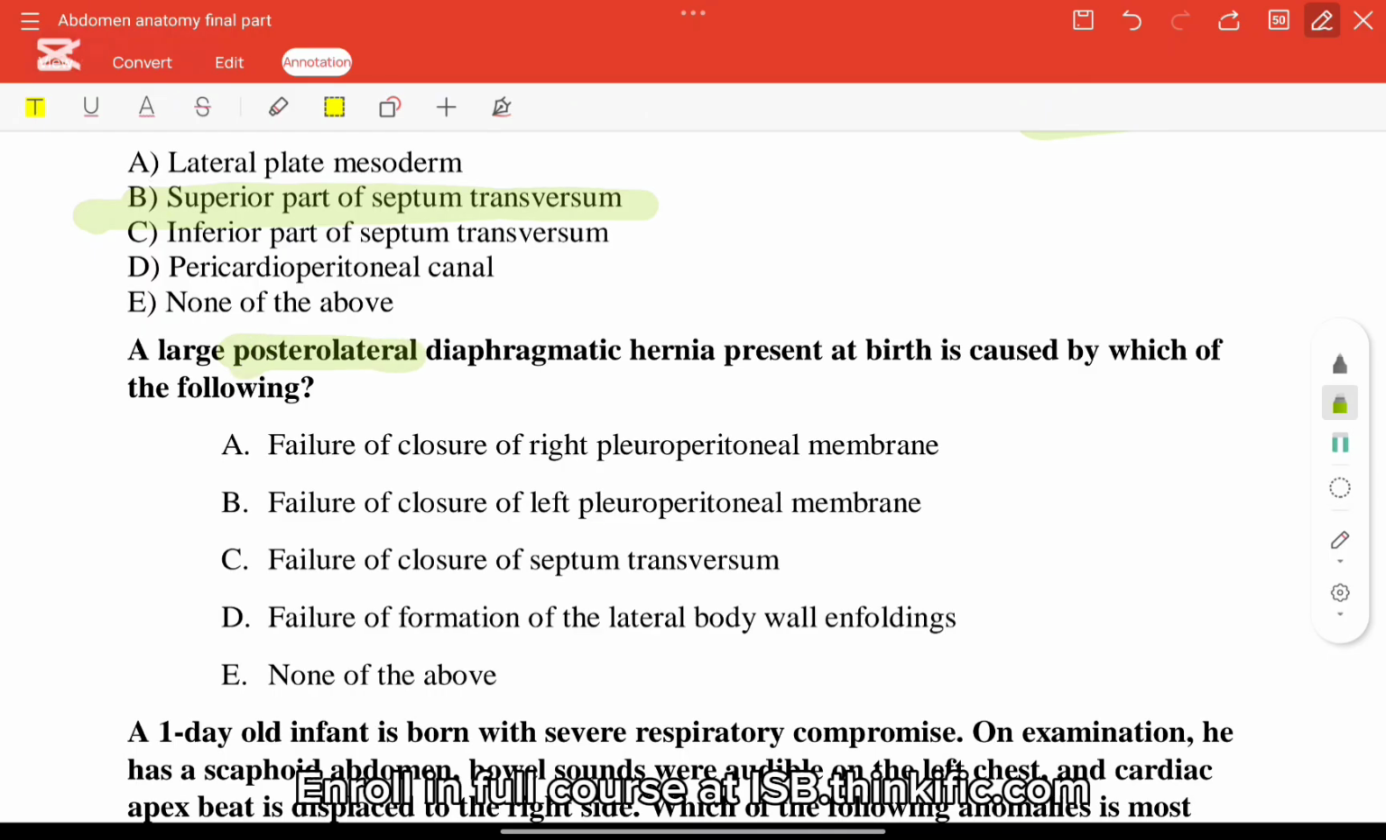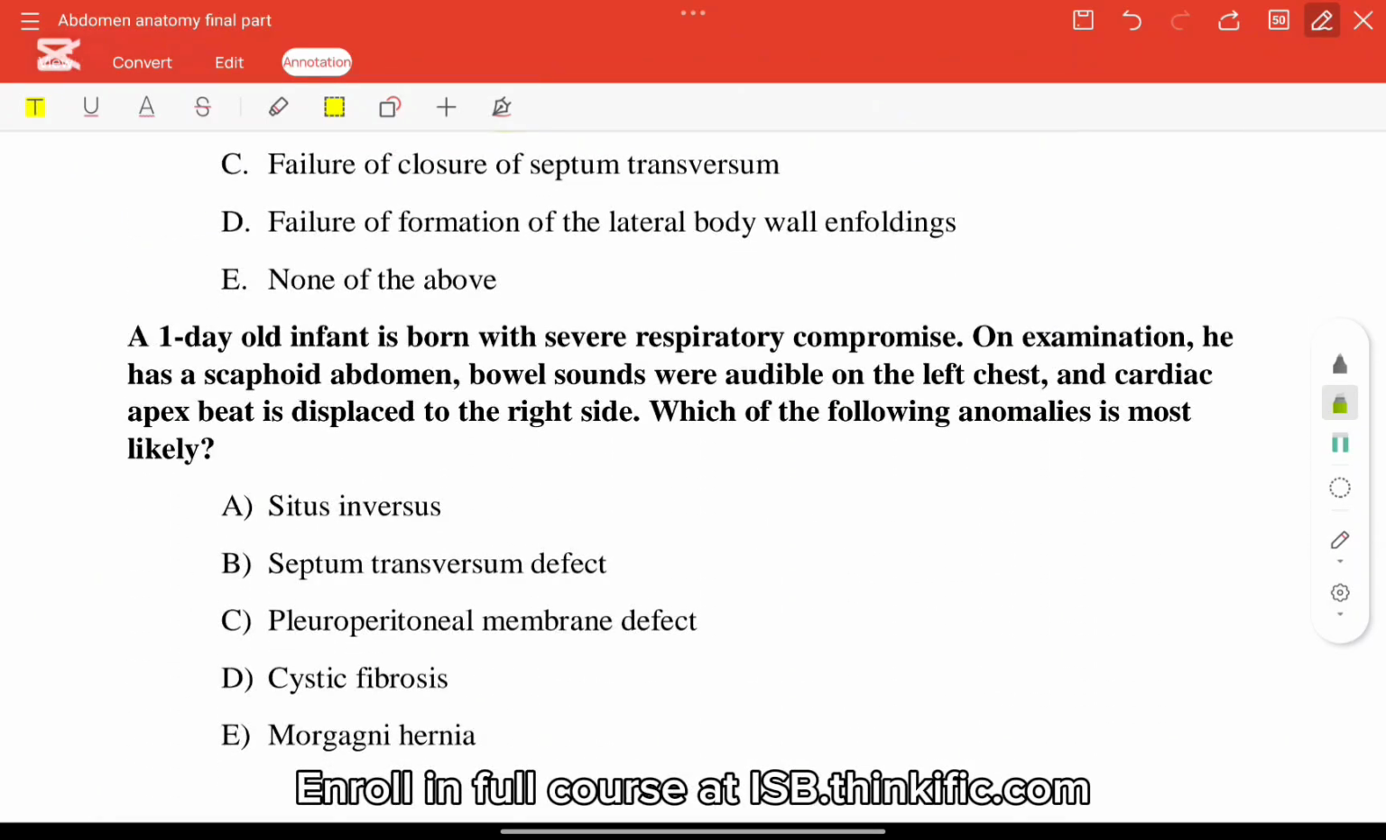Posterolateral means it's Bochdalek, so it's usually on the left. So which canal is problematic? Pleuroperitoneal canal, membrane or fold. So it should be failure of closure of the left pleuroperitoneal membrane. Failure of closure of left pleuroperitoneal membrane. Let's see the next one.